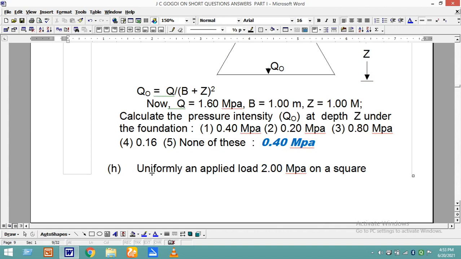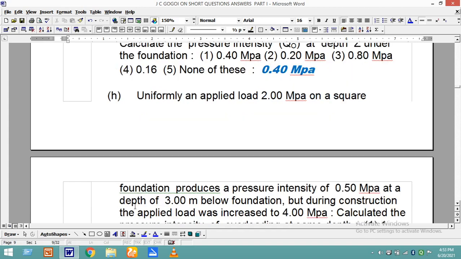Next question: a uniformly applied load of 2 MPa on a square foundation produces a pressure intensity of 0.5 MPa at a depth of 3 meters below the foundation. But during construction, the applied load was increased to 4 MPa.